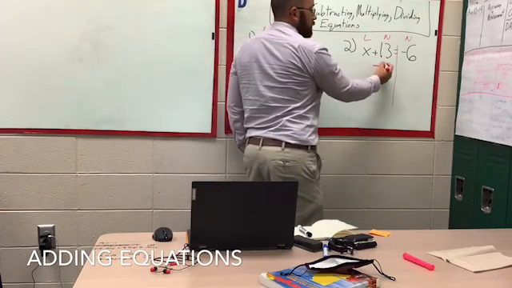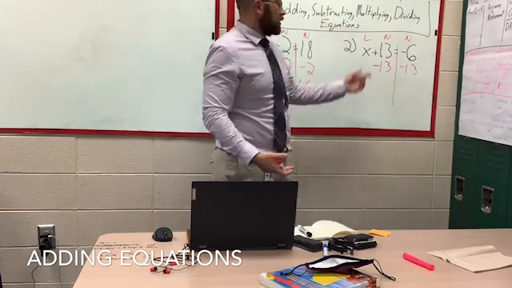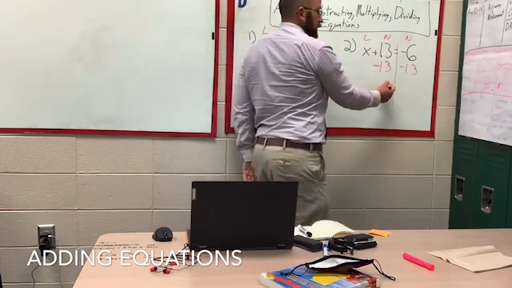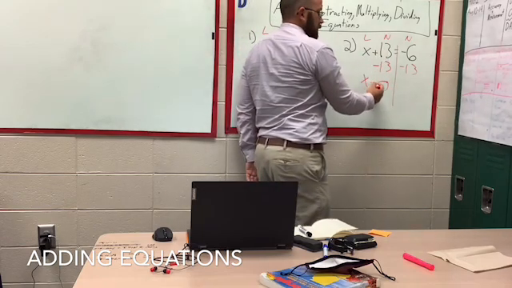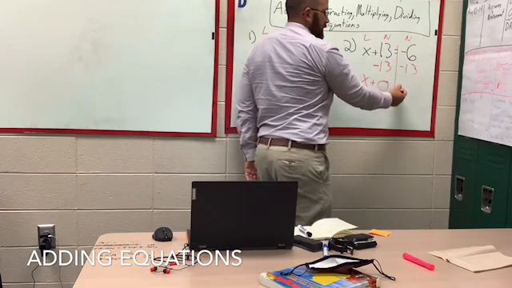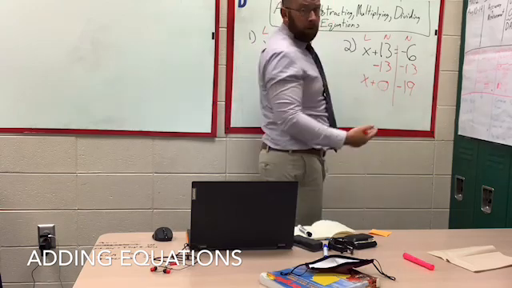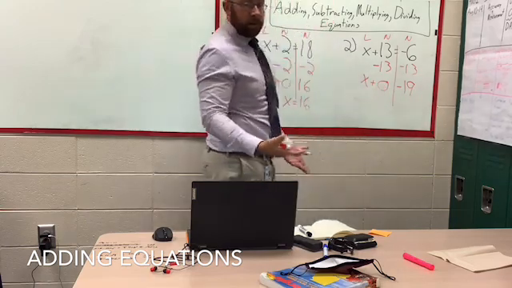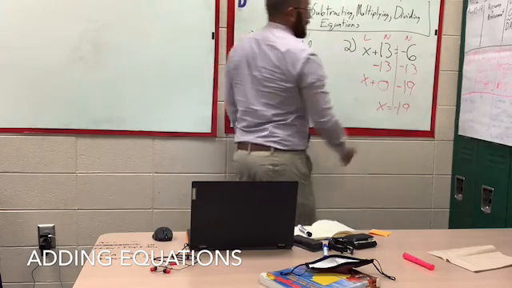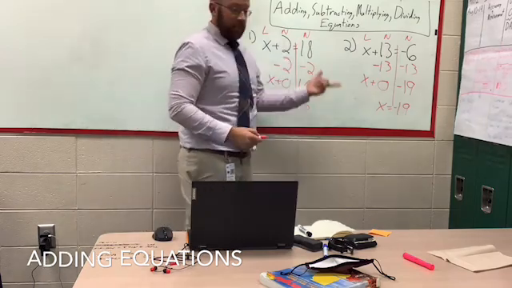So the first thing I have to do is subtract 13. That is the inverse operation of adding 13 to x. So 13 minus 13 is 0. Negative 6 minus 13 is negative 19. I can get rid of the 0 because it doesn't really matter. So x equals negative 19. So that is two examples on adding equations.